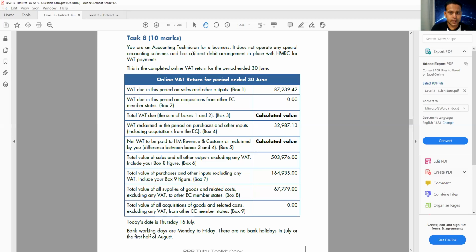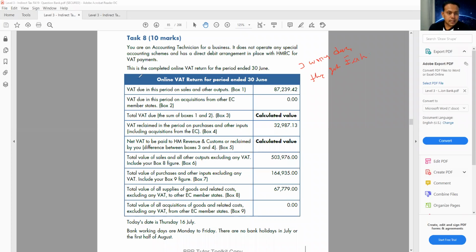Do you remember how many days we get extra for the direct debit arrangement? Normally it is 1 month, 7 days, isn't it? So when the business decides to pay by direct debit, they get some extra days. How many days do they get extra? They get 3 working days. Remember, not the weekend, not the bank holiday. 3 working days they get extra. Business gets extra if they pay by direct debit.